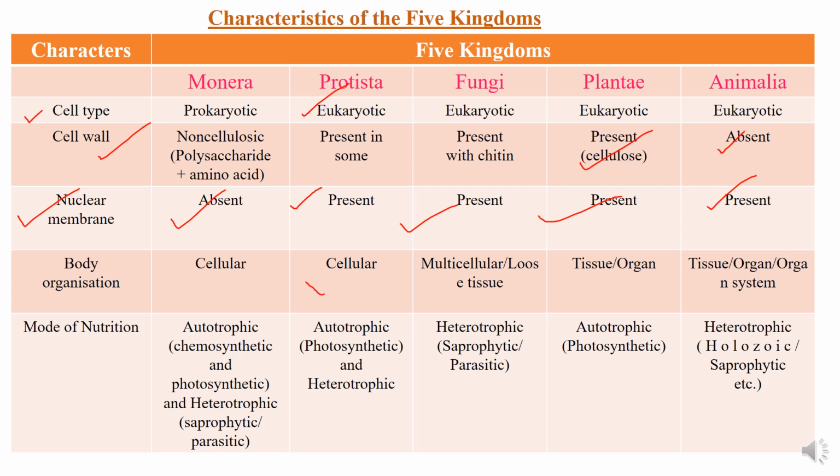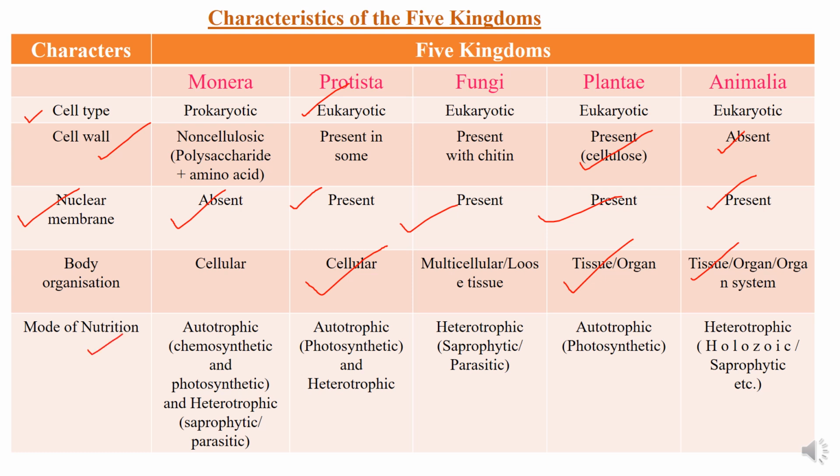In case of Protista it is also cellular, but in case of fungi it is multicellular in nature, that is multiple cells, what we used to call a mycelium or thallus. The body structure in fungi is thallus, or loose tissue, arranged in the form of a loose tissue. In case of Plantae, it is tissue or organ. In case of Animalia, tissue or organ or different organ systems are also present.